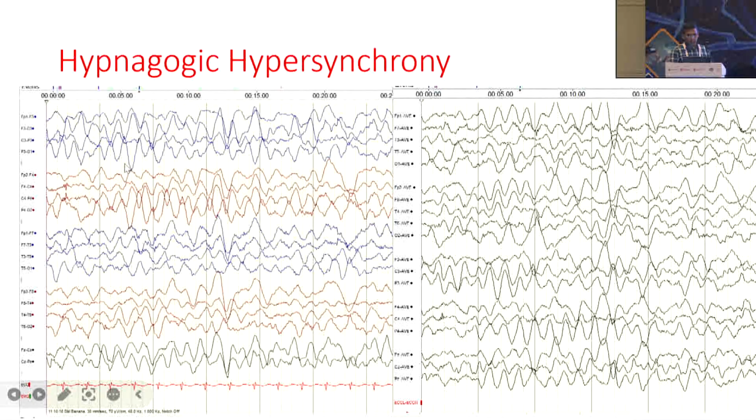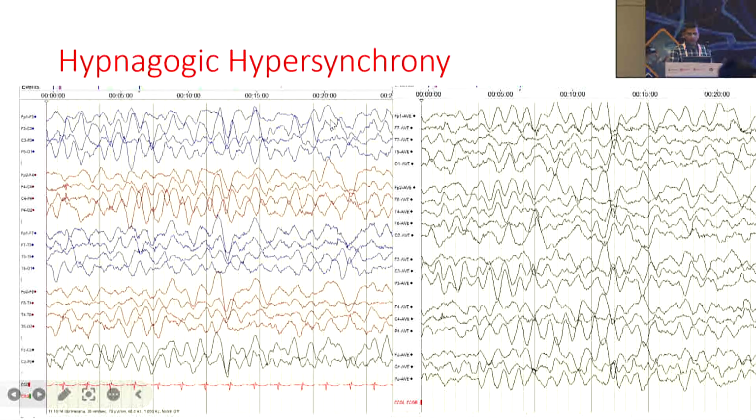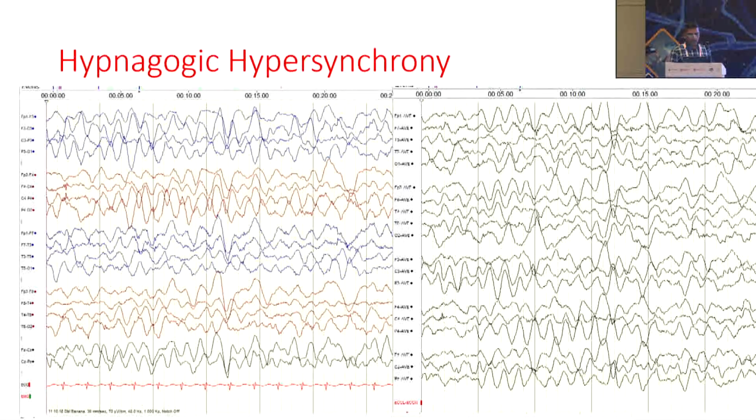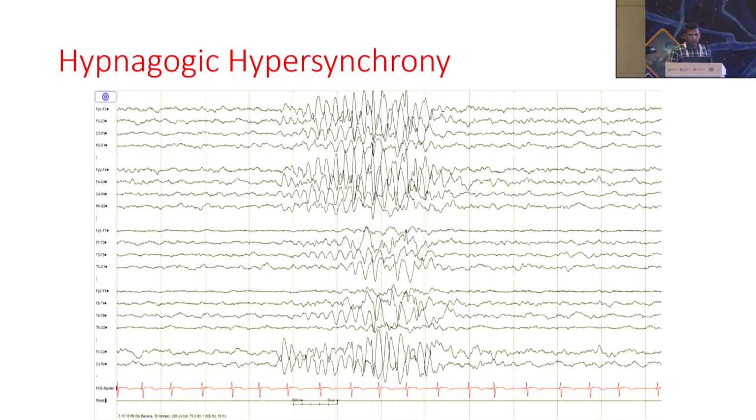You can see generalized delta to theta range activity, and the younger the infant, the more prominently you will see this hypnagogic hypersynchrony. Again, if your filter settings are not appropriate, the technicians may make them look like spike waves. So especially these ones, right?